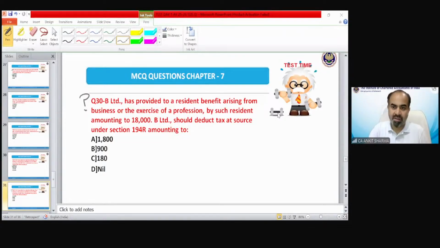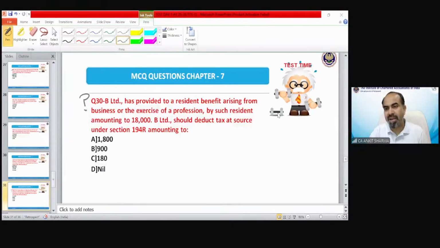Tejo is saying D. Moji is saying D. Mr. M is saying D. Almas is saying D. Soumya, why is it D? Okay, Soumya, explain in your answer why it's D. Sahil is also saying D. Nidhi is saying C. Priyanshi is saying nil, D.